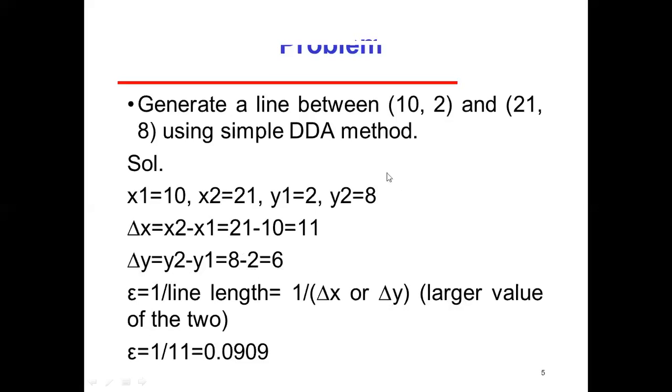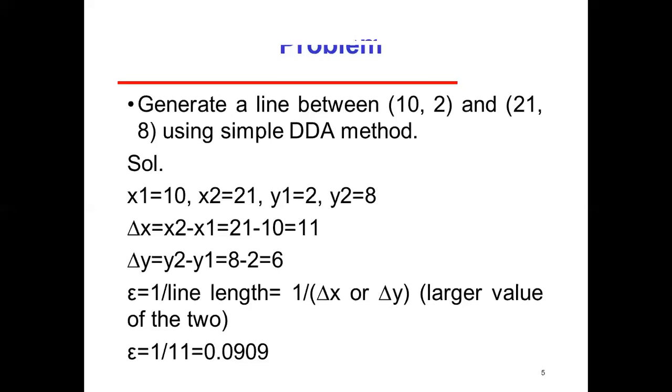So we will assign the points and calculate the values of delta x and delta y, same in all methods. But now here we will calculate epsilon, which is an increment, and this is equal to 1 over line length. This is equal to 1 over delta x or delta y, so here we will choose the larger value of the two. In this case we can see delta x is equal to 11, delta y is equal to 6. So delta x is larger. Delta x has the larger value.